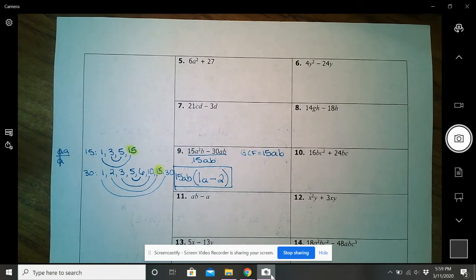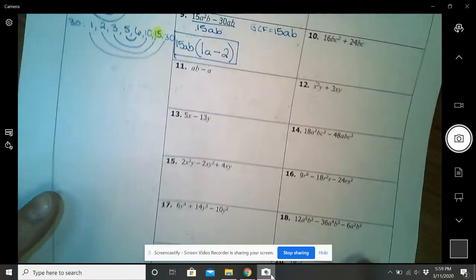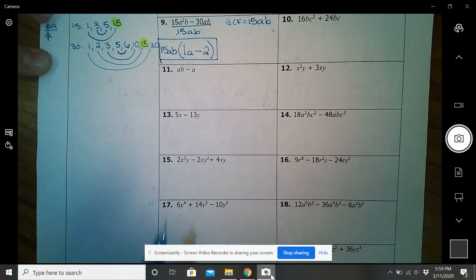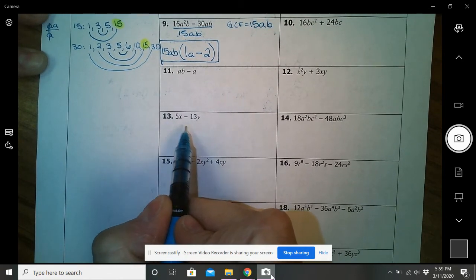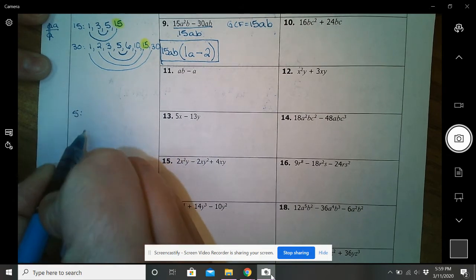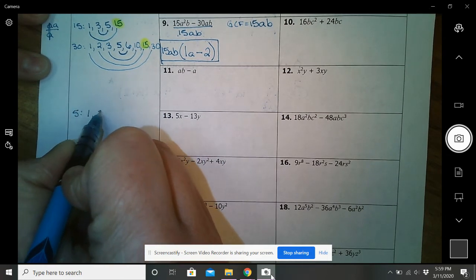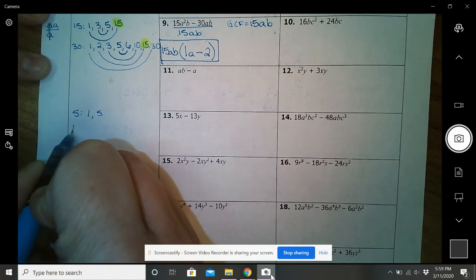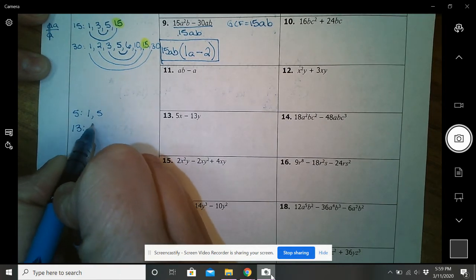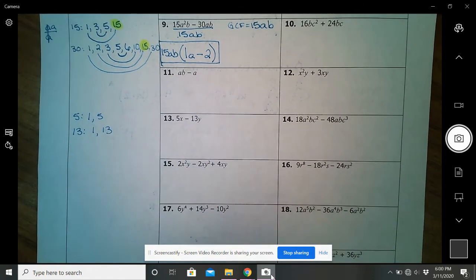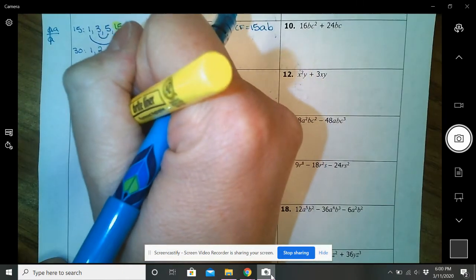All right, I'm going to slide down a little bit further. Take a look at 13 here. I'm supposed to find something that divides into 5 and 13. So let's list out our factors. 5 can be divided by 1 and 5. That's it. Everything else would be a decimal. 13 can only be divided by 1 and 13. Everything else is a decimal. So the biggest number that can be divided into both items is just 1.